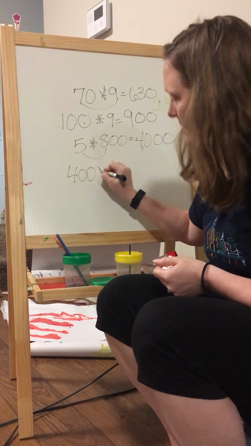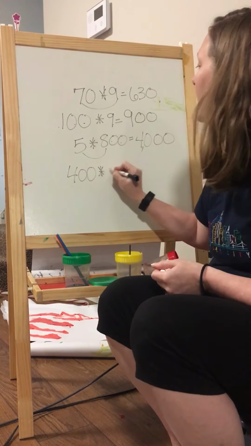400 times 80. Zeros on both sides. 4 times 8. And then 3 zeros. This is 32,000.